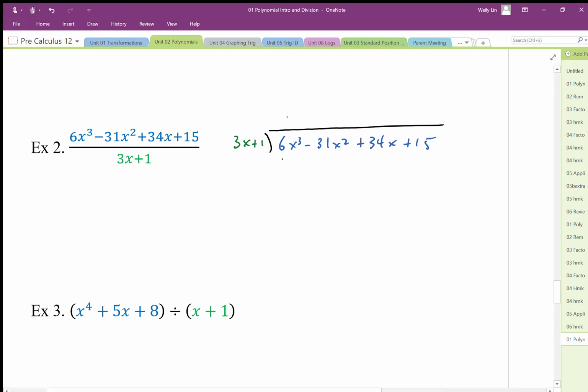Okay, so it's going to be 2x squared, which gives 6x cubed plus 2x squared. Okay, we subtract these two, we end up with negative 33x squared. We bring down the next term.